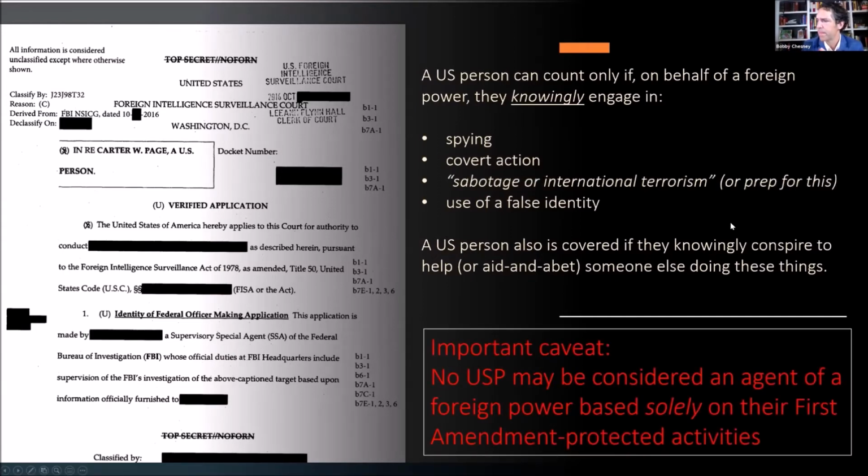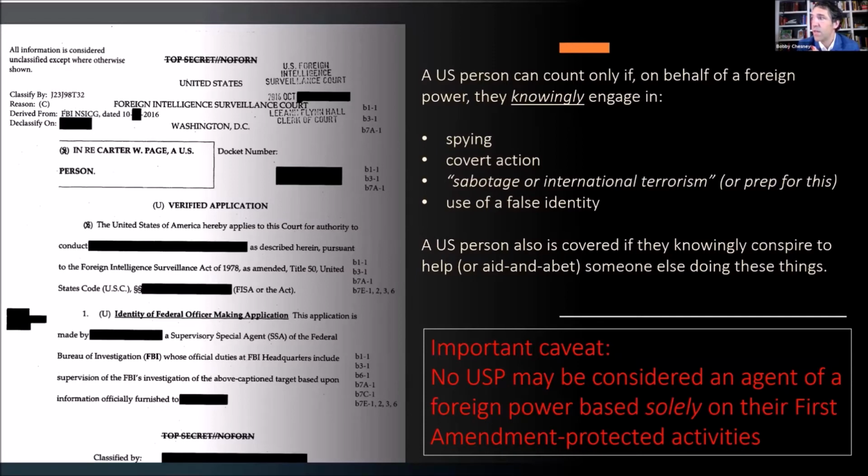It covers, oh wait, my slide reminds me, we can't leave the U.S. persons yet because there's a critical caveat. When you're the FBI agent filling out that verified application and you're laying out your evidence to believe that, say the chef, who's a U.S.